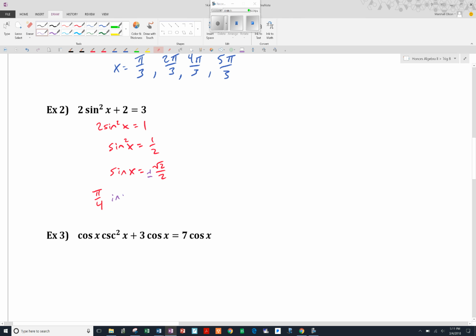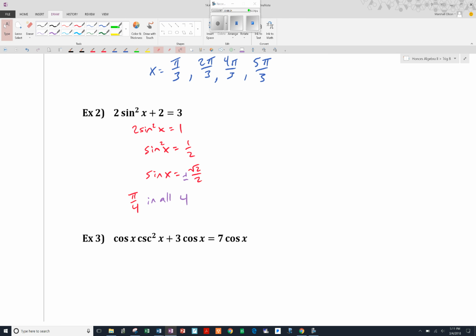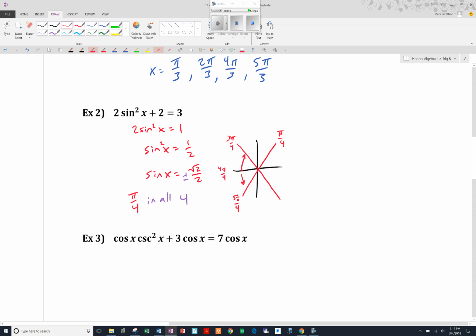Well, that's pi over 4. And we're going to be in all 4 quadrants again because of the positive or negative there. So pi over 4 in all 4 quadrants, let's just run through what that would look like. We'd have pi over 4. This is 4 pi over 4. So then this would be 3 pi over 4, and this would be 5 pi over 4, because I'm going a pi over 4 in each direction there. And then our last one would be pi over 4 short of 8 pi over 4, so this is 7 pi over 4.